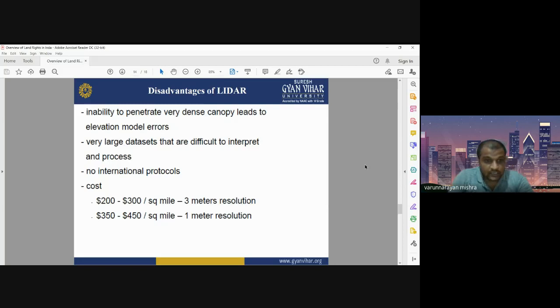It also has very large data sets that are difficult to interpret and process. It provides data sets with large volume, and with such large volume data sets, it is not very much possible.